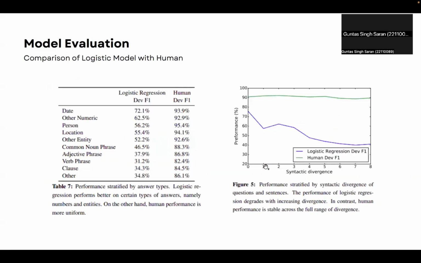The thing they found was, although they were expecting that question-answer pairs with high syntactic divergence would be difficult for the model, they actually found that humans did not care about the syntactic divergence, and their performance was still very good. So they left this as an open-ended question, since they had handcrafted the features, so this was the thing which was missing. But later, in papers coming up the next year, people used attention and all to get good scores on these.